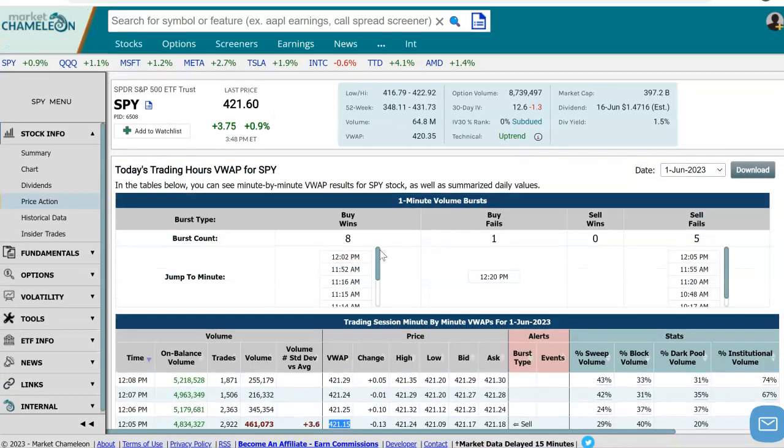So this is a quick way to see what's going on intraday with large volume bursts in a particular stock.